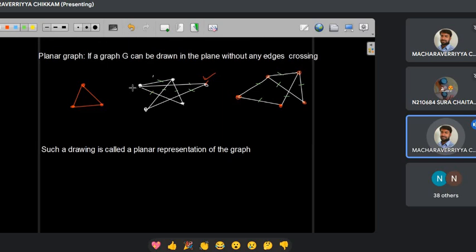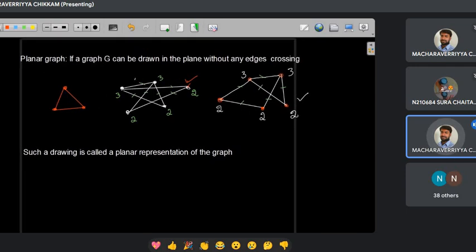So its degree is 3, and its degree is 3, and the others are degree 2, 2, 2. The total sum is 12, so there are 6 edges. Even here, let us list the degree sequence: degree 2, degree 2, and degree 3, 3. This is degree 2. Yes. Now we are just one step away from showing that it is a planar graph.